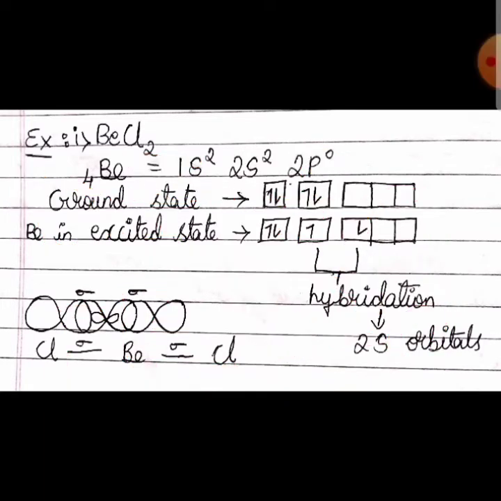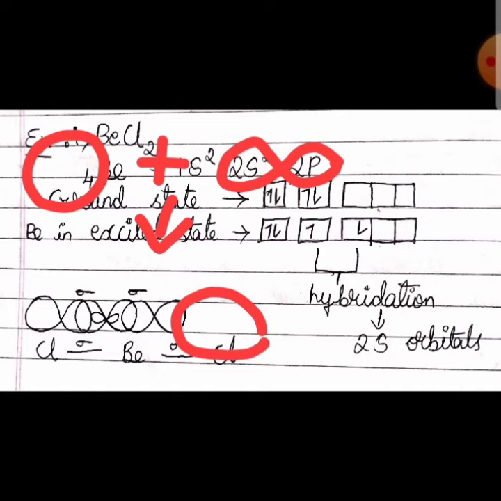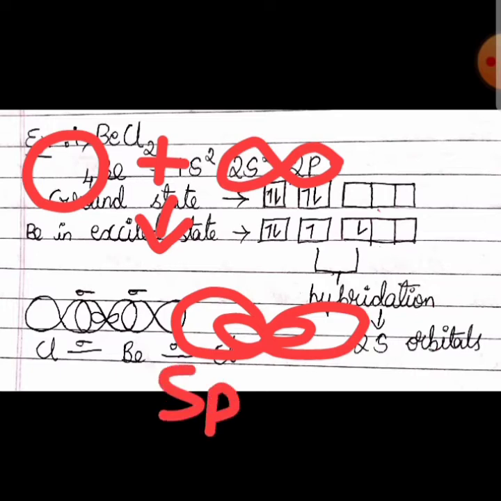Children, so I'll repeat once again, the spherical shape s orbital intermixes with the dumbbell shape p orbital. After intermixing, there is a creation of two sp hybrid orbitals. These are the sp hybrid orbitals of the beryllium atom.